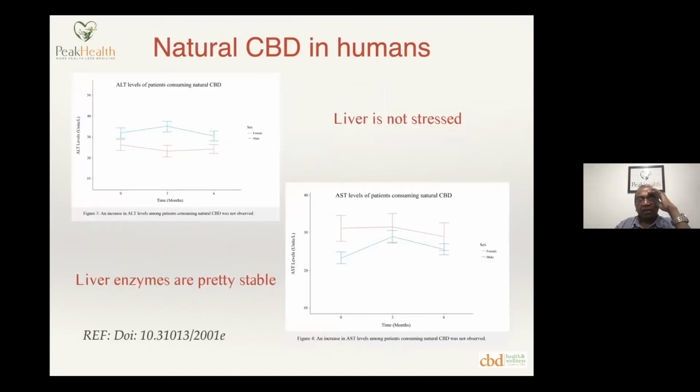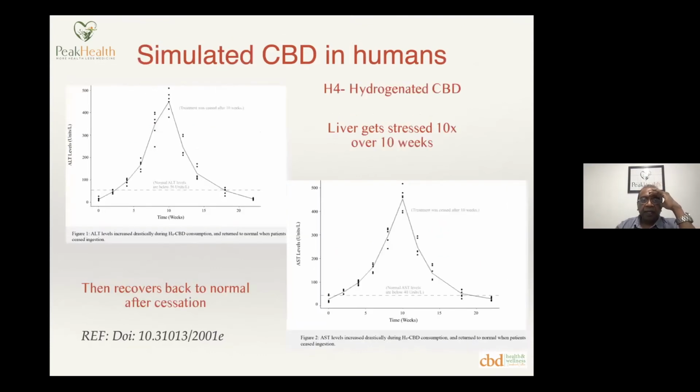So when you look at natural CBD in humans, and we published a paper on it, the liver is not stressed. In the case of ALT and AST, compared to the control group, and I think this has been done over 6 months, the liver doesn't react much at all. And in the case of hydrogenated CBD, you actually see in a matter of 10 weeks the ALT going up from 40 to about 450. It varies by person, but on average 450.